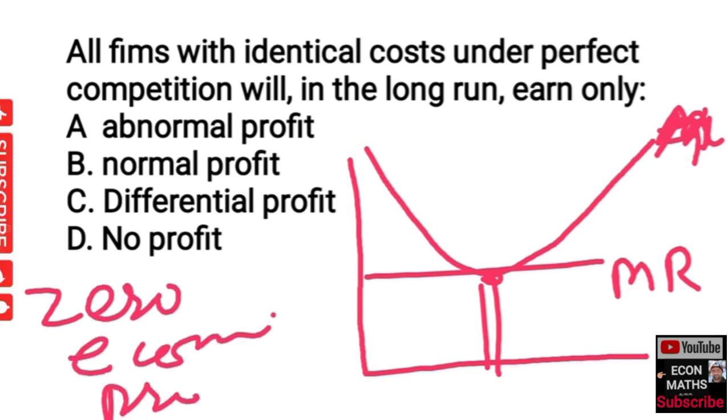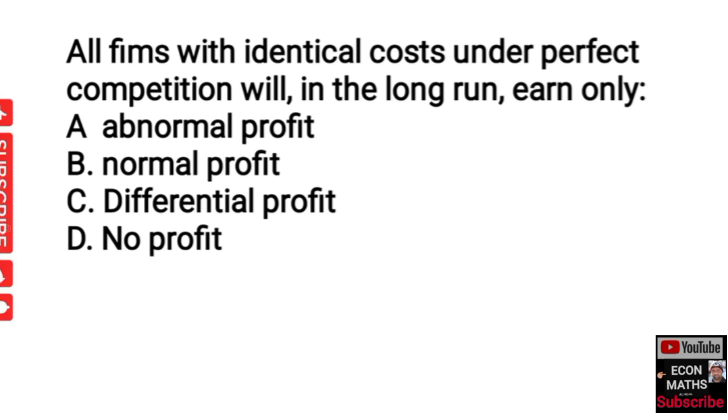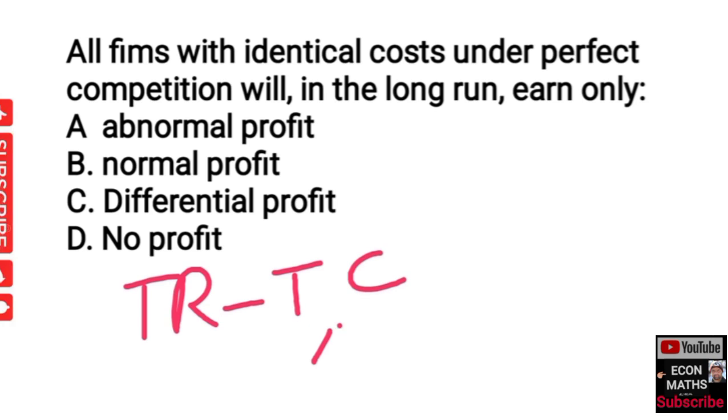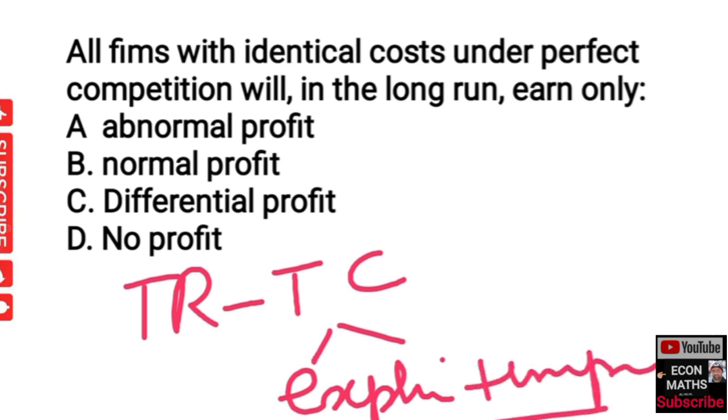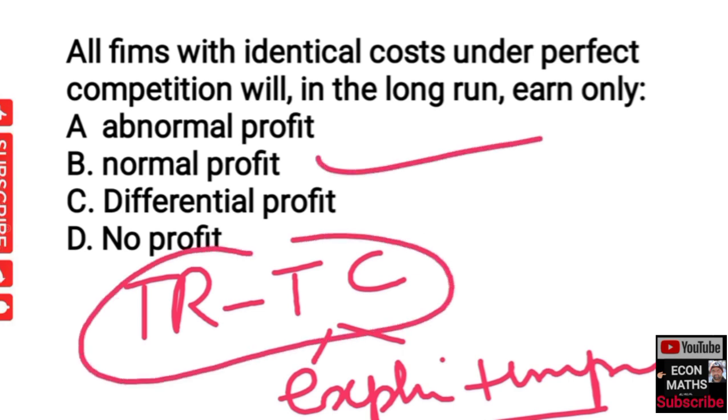By zero economic profit, what we mean is total revenue minus total cost, and total cost is composed of explicit costs plus implicit costs. So by zero economic profit we mean the firm will earn normal profit in the long run. Normal profit means zero economic profit.